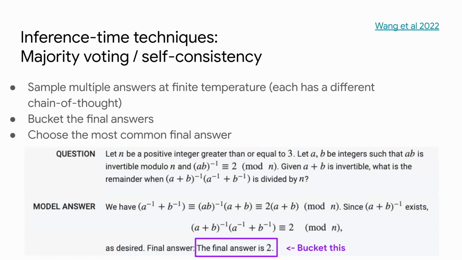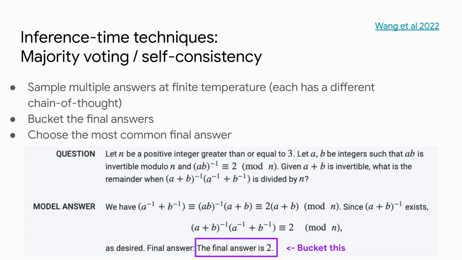And the last inference time technique that we use is majority voting. And this one I found pretty surprising. And the idea is this. Remember that when we sample from this model, we can sample with temperature. We have a choice of how to adjust the temperature, and higher temperature will give us more exploration of the answer space. And zero temperature will always give us the highest likelihood token. So we always get the same thing.